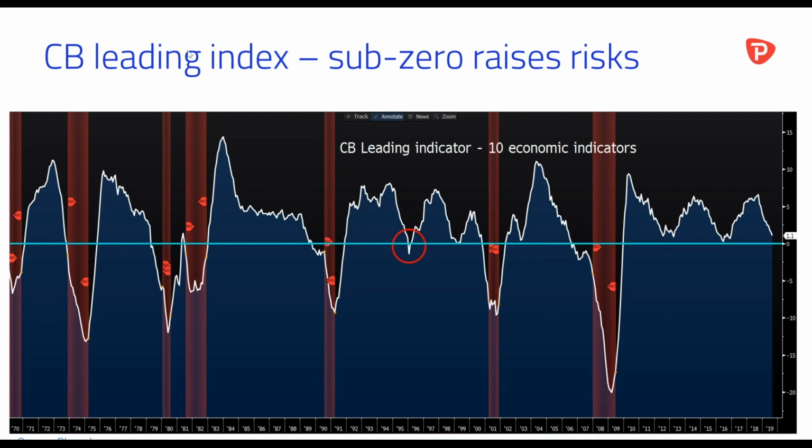So first of all is the Conference Board leading index. Anything below 0 has been a pretty good precursor of recession. We've had one false break that happened in 95, 96, where we briefly went below 0. This is the 10 leading economic indicators: things like jobless claims, new orders of manufacturing, the S&P leading credit index, and various other factors that make up what they consider to be a leading indicator for the US economy.